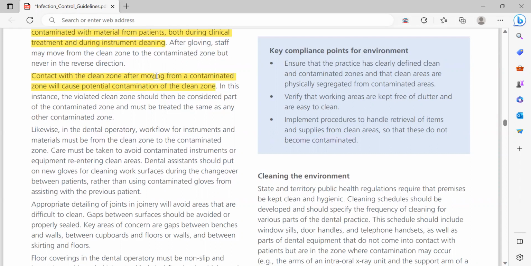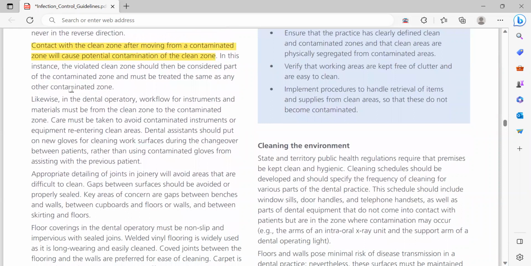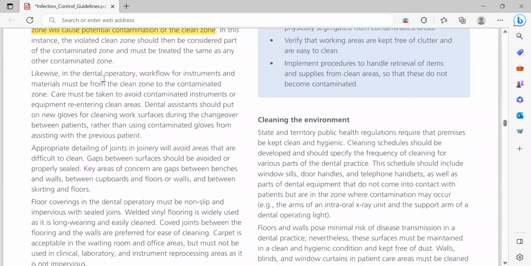Contact with the clean zone after moving from a contaminated zone will cause potential contamination of the clean zone. In this instance, the violated clean zone should then be considered part of the contaminated zone, because that would also be dirty, and must be treated the same as any other contaminated zone.